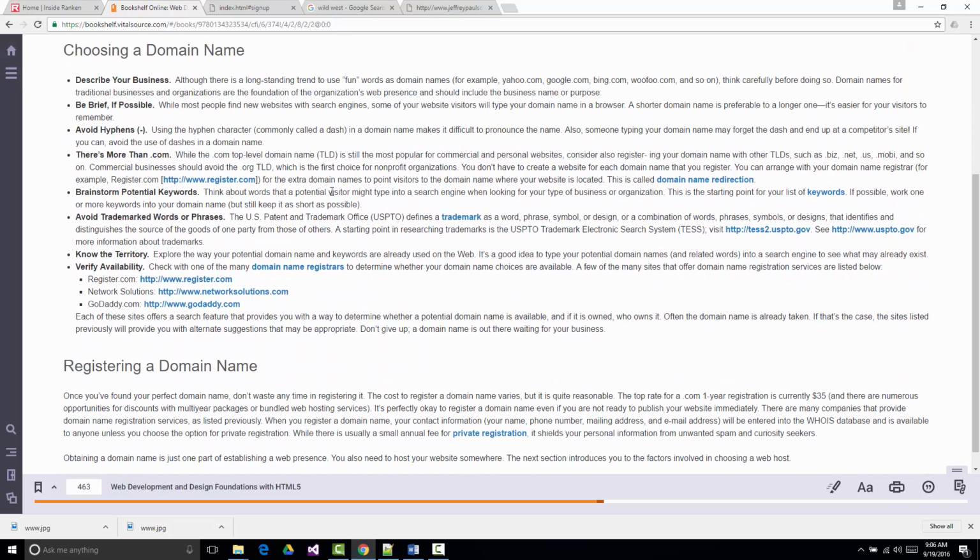So they give you some hints here on buying a domain name. I'm not going to go through this. These are guidelines from the author of our book. Not everybody's going to agree with those guidelines. There are plenty of websites out there that have hyphens in the name, for example, although that's considered bad practice. But people do it anyway.